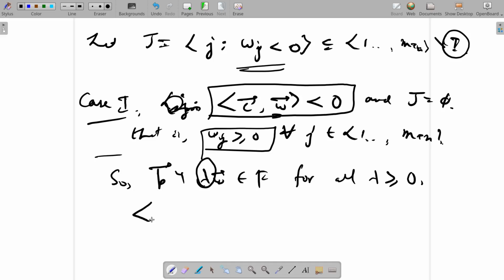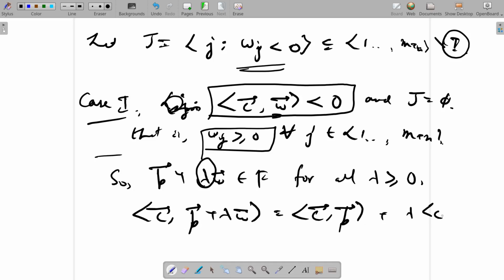Now, what about the cost of P plus lambda W? So this is in fact C dot P plus lambda times C dot W, and this is going to be strictly less than 0. So why so? That's because C dot P is just a fixed constant, because P is what we chose in the very beginning. It's a point in the feasible set. C is fixed, P is fixed, so this is a fixed number.